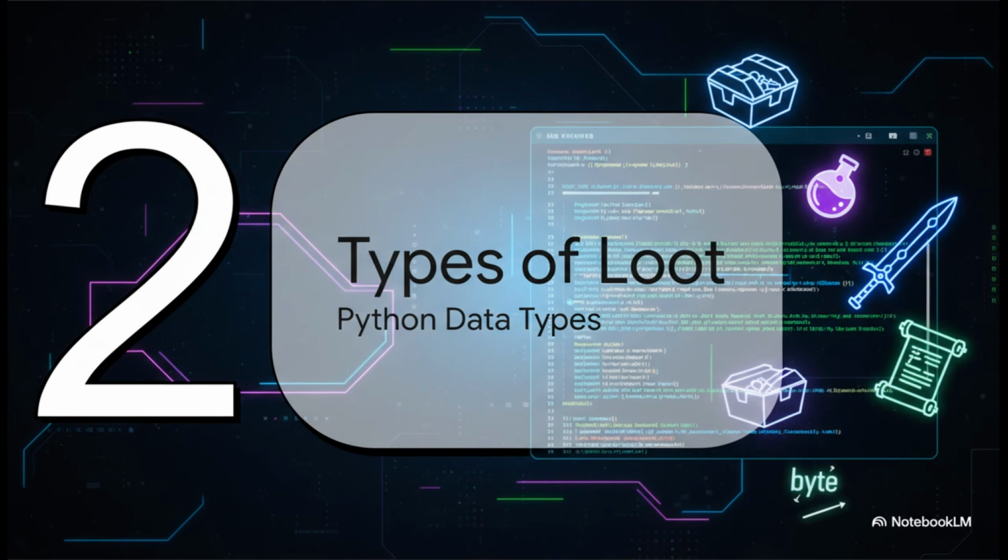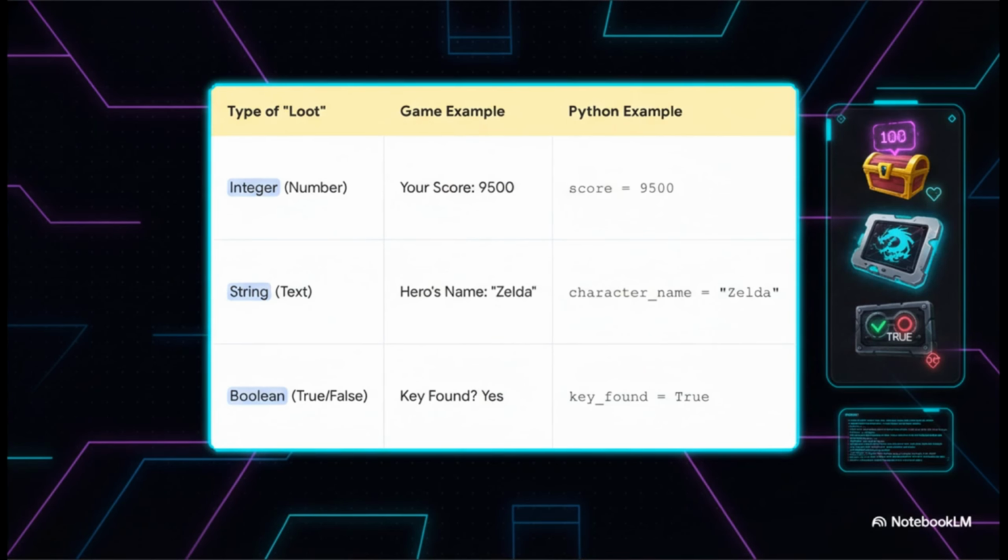Now, any decent RPG knows your inventory can't just hold one type of thing, right? You've got your potions, your swords, your magic scrolls. Well, Python is the same way. Your variables can hold all different kinds of loot. Let's check out the main ones. This table lays it out perfectly. First up, you have integers. Those are just your whole numbers for anything you count, like your score or your hit points.